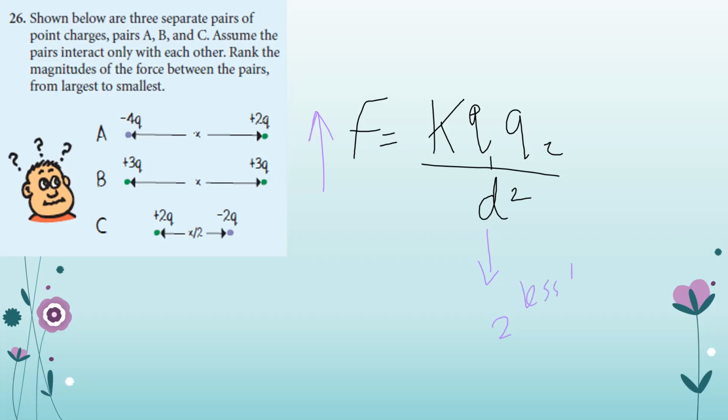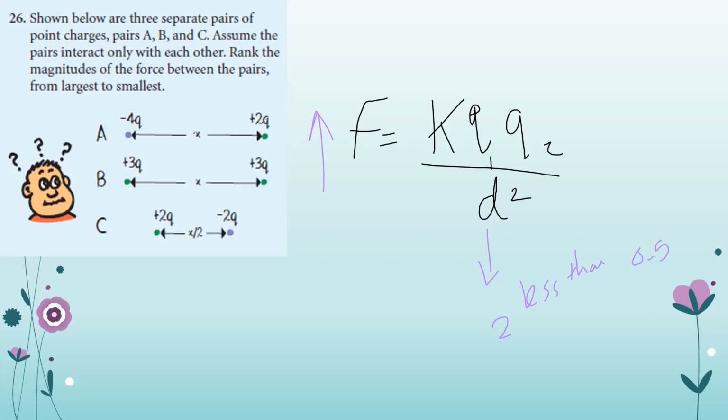That's why, for two particles that are separated by 2 meters, the force will be less than if they are separated by 0.5. So from this question, as you see, the force on any particle depends on the square of the distance and also the magnitude of the charged particles.